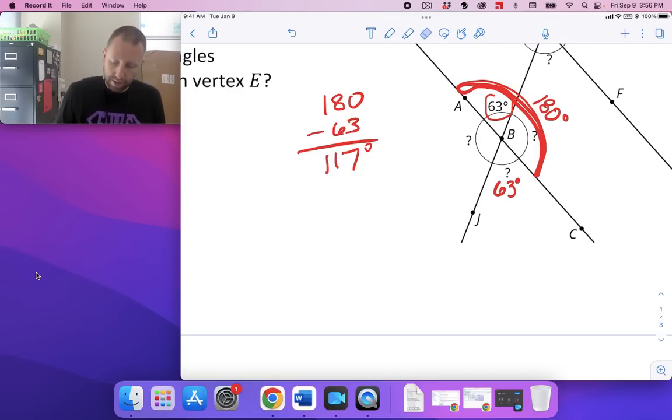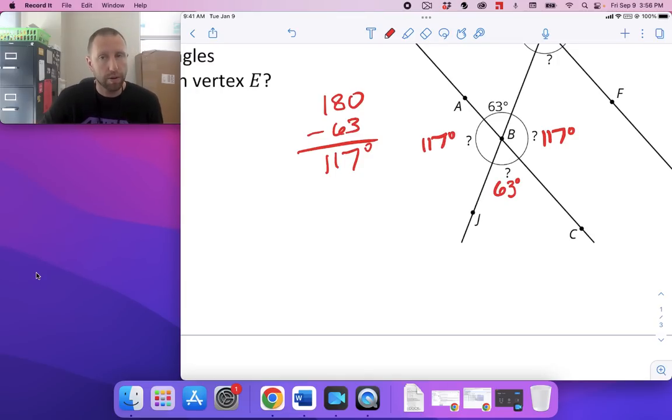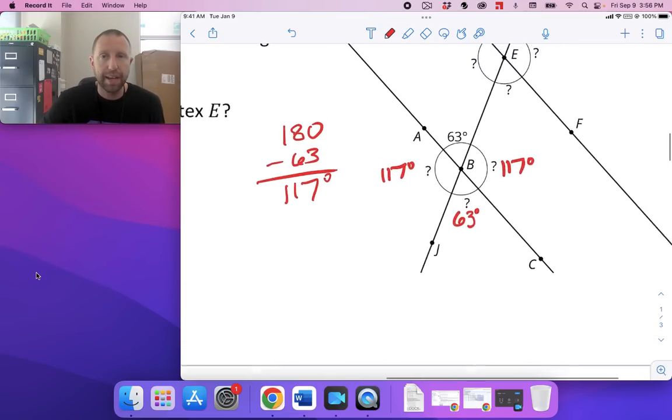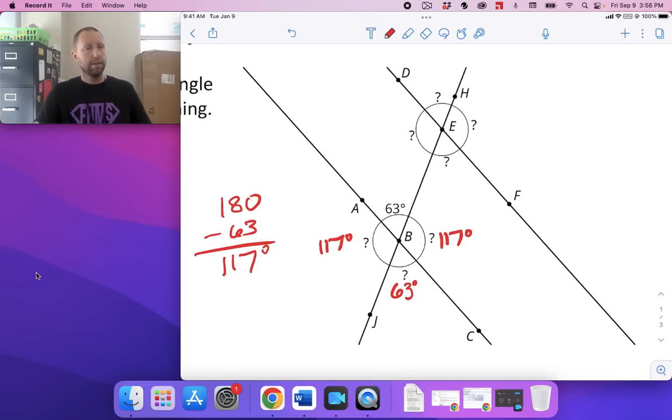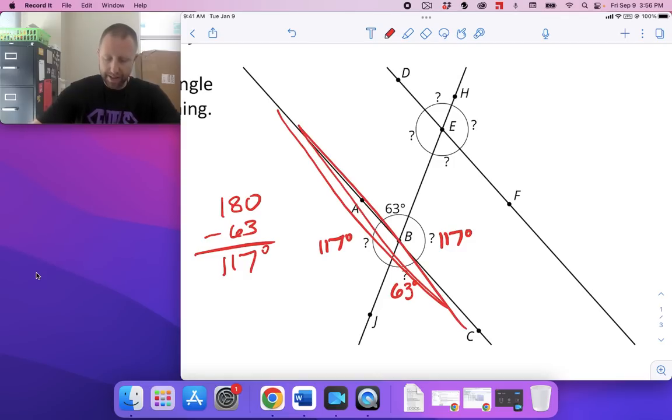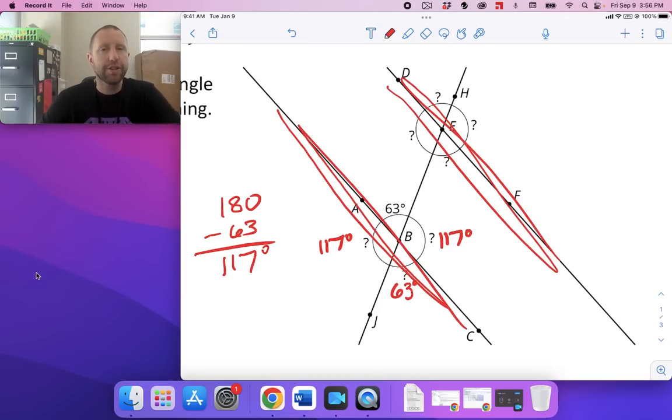So let me erase my little stuff I got going on here. This is 117 degrees. Then this angle is vertical to that angle, so it is also 117 degrees. But that still leaves us with all 4 of these that we didn't know. But because these lines are parallel, if you guys remember what we've talked about the last few weeks, if this line and this line are parallel, I can translate that line to the other.